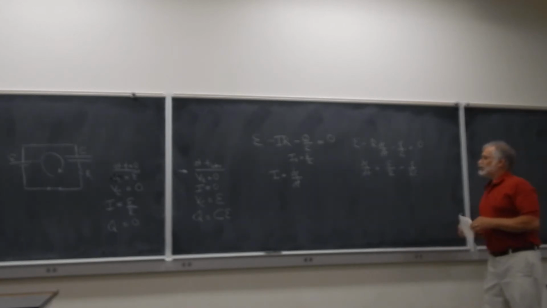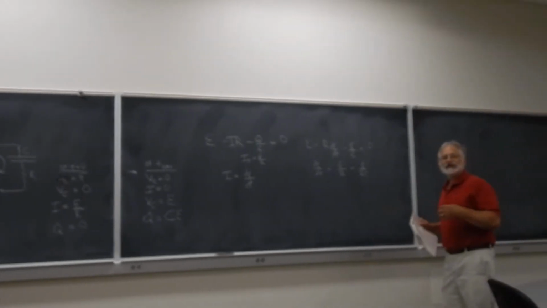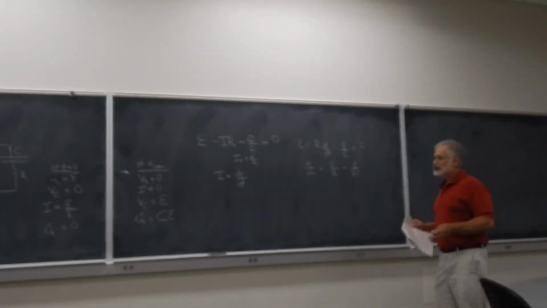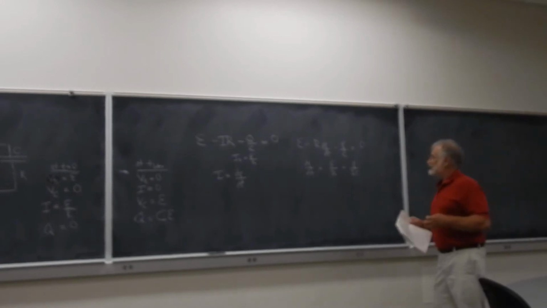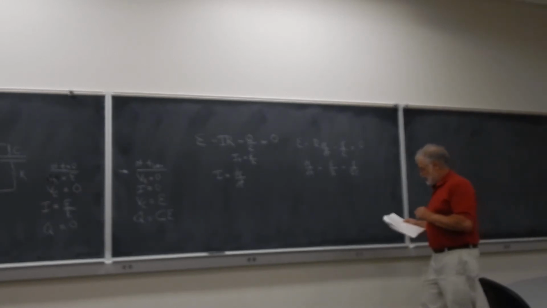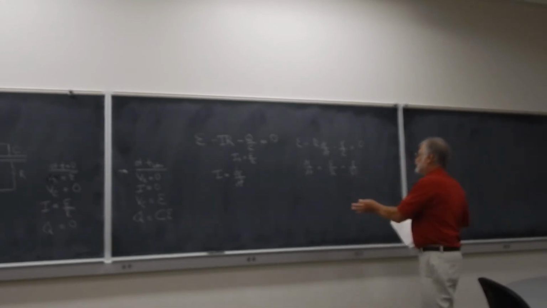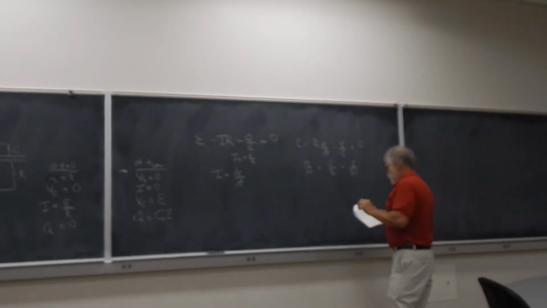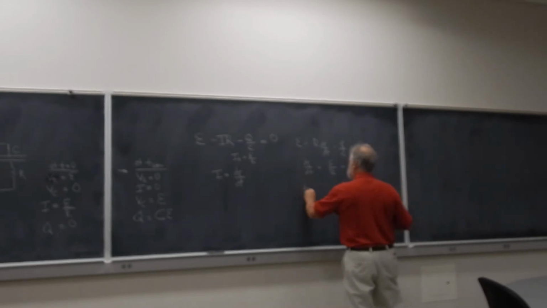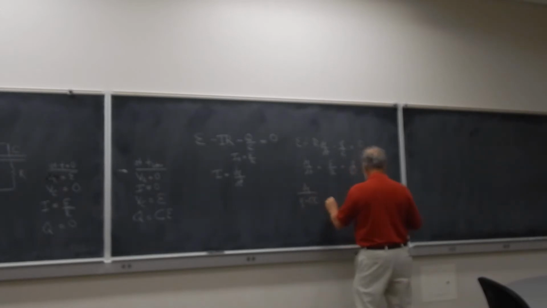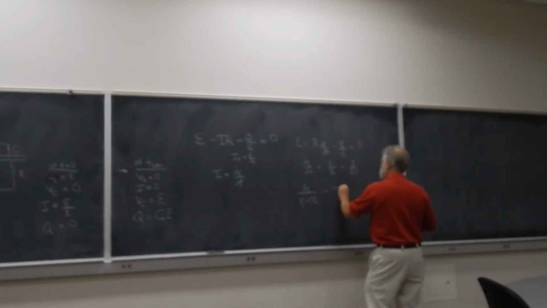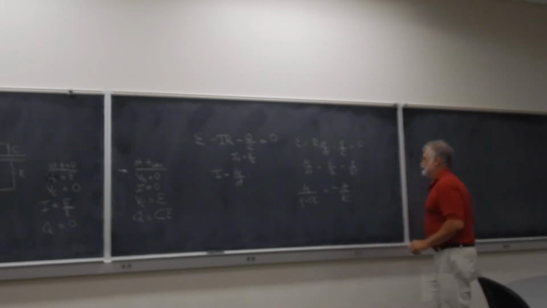One of the simplest techniques for solving a differential equation is to use separation of variables. If you can do that, that's a fairly easy way to solve a differential equation. In this case, we want to get all the q's on one side and all the t's on the other side. And when we do that, you'll get dq divided by q minus CE is equal to minus dt over RC.